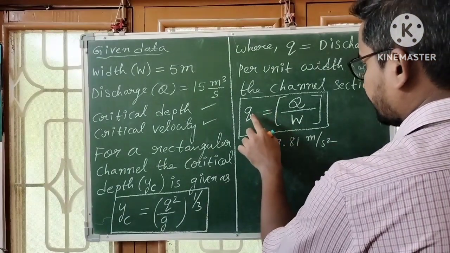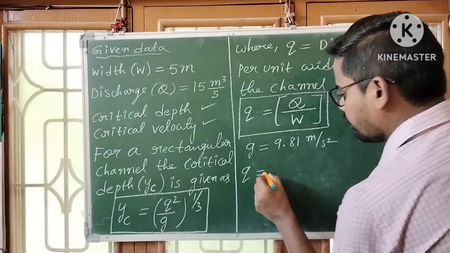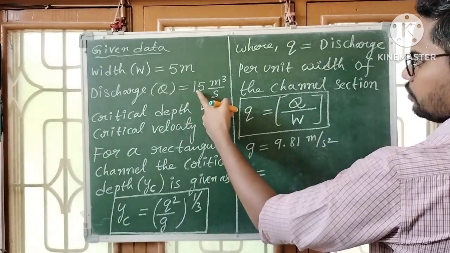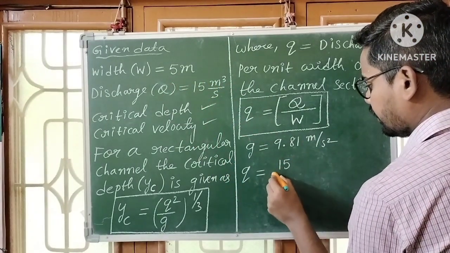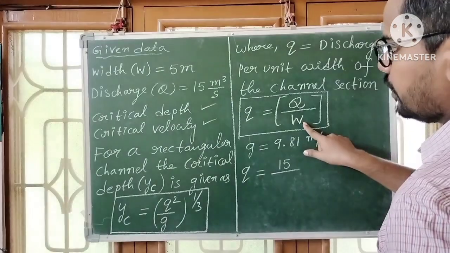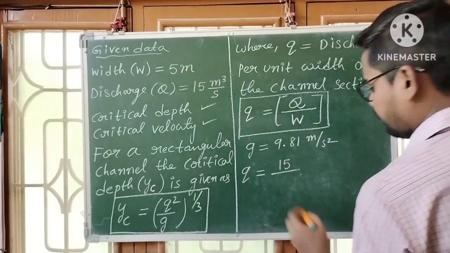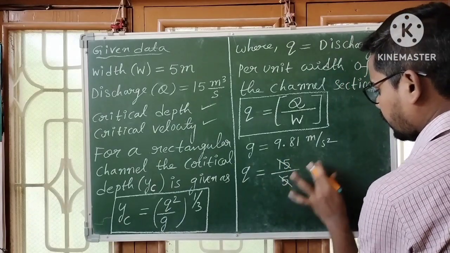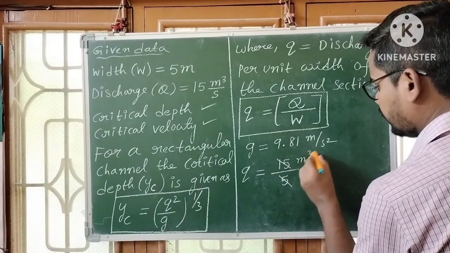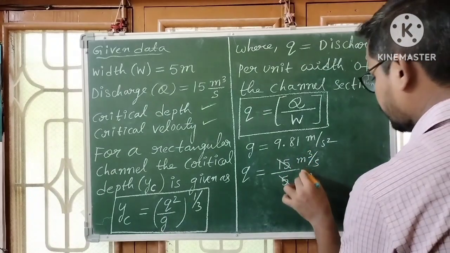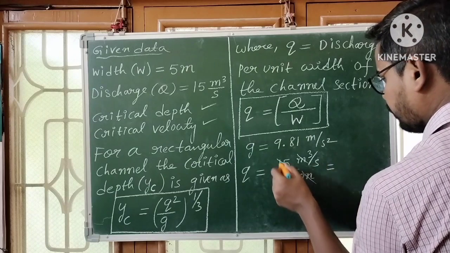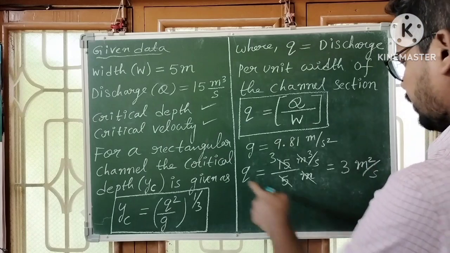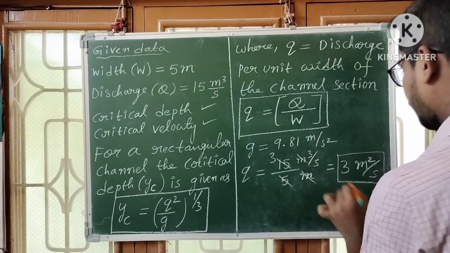Now first of all let us find small q. Here small q is equal to capital Q, which means discharge. So here discharge how much? 15 meter cube per second, divided by width. W means width, so the width of the channel section is 5 meters. 5 ones are 5, 5 threes are 15. The unit is meter cube per second divided by meter, so 1 meter gets cancelled. You will get 3 meter square per second. Therefore small q is equal to 3 meter square per second.